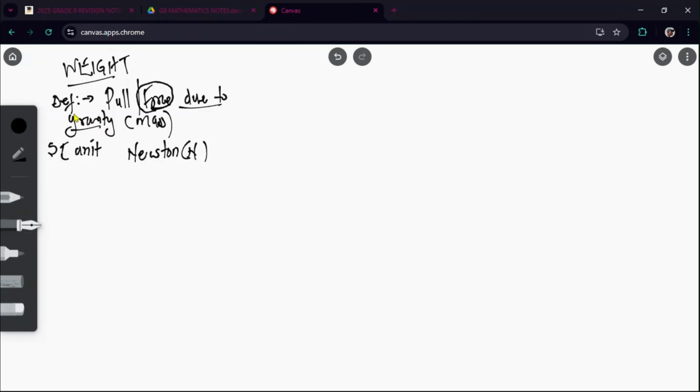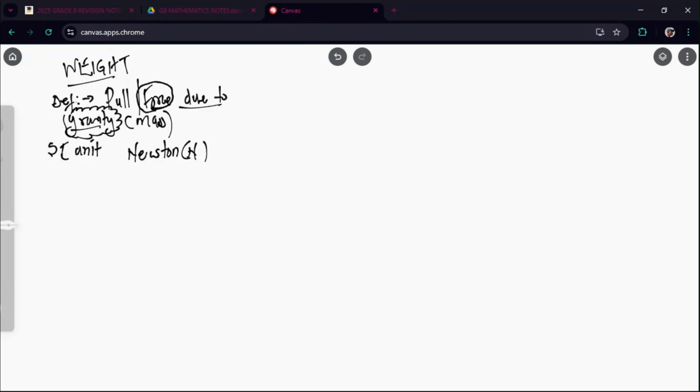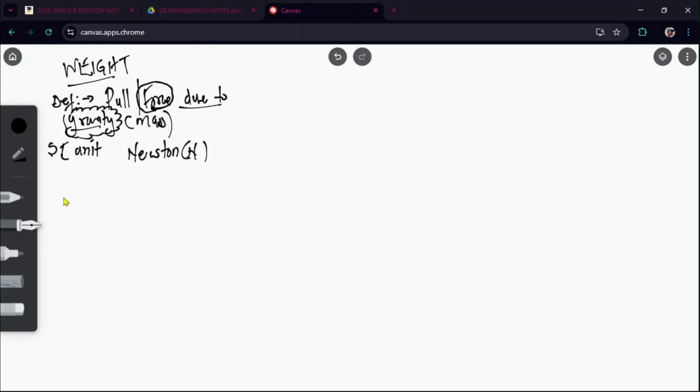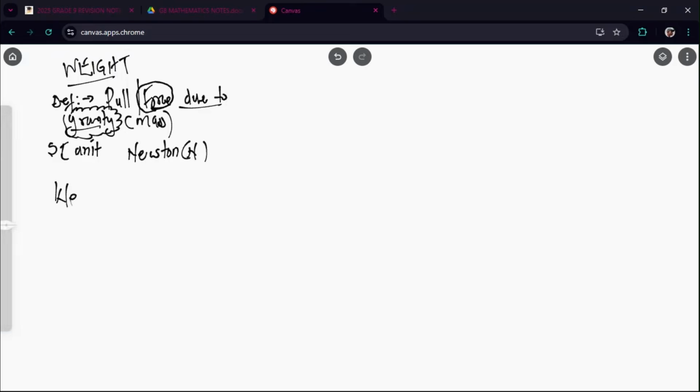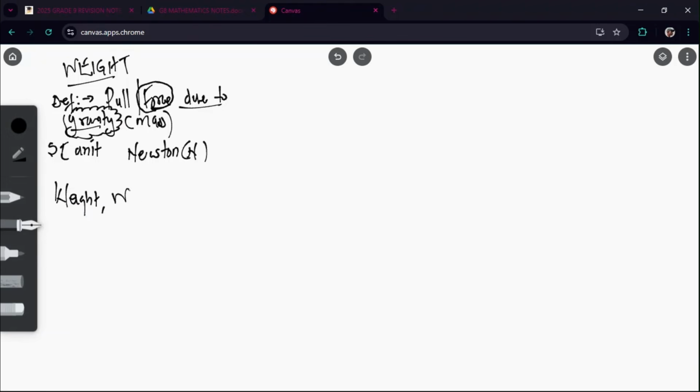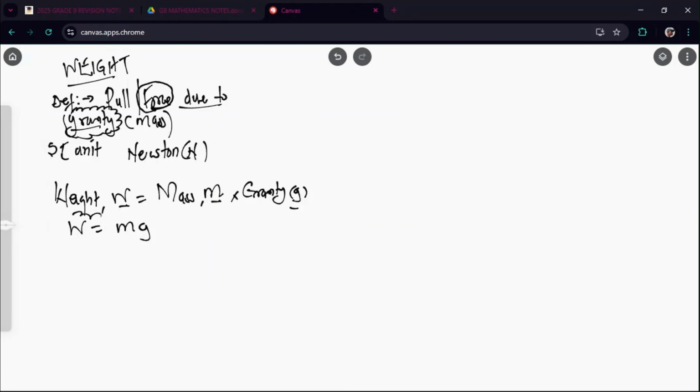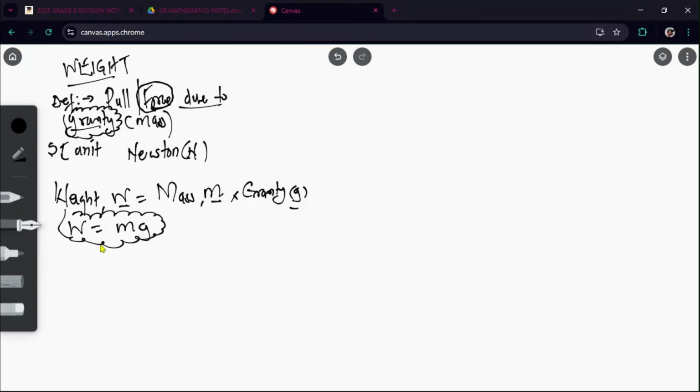Well, now that we've mentioned gravity here, gravity is very, very important because of the formula for getting weight. We'll have a simple formula here. Weight, I'll be using letter W, is the same as you take the mass of an object, I'll be using M, you multiply by gravity, and gravity I'll be using letter G, so that our weight W is equal to M multiplied by G. Weight is equal to mass multiplied by gravity. So this is the formula that we shall be using in conversion.